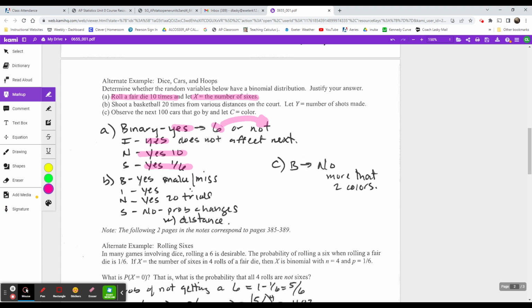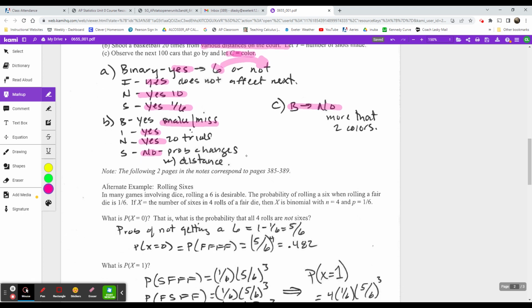Next, we have bins here. A make or a miss? Yes. That's shooting a basketball. Independent? Yes. 20 trials? Yes. Probability the same? No, because at various distances on the court, the probability changes. C, observe the next 100 cars and go by color. There are so many colors, the first thing is there's not two choices right off the bat. So that's a no.